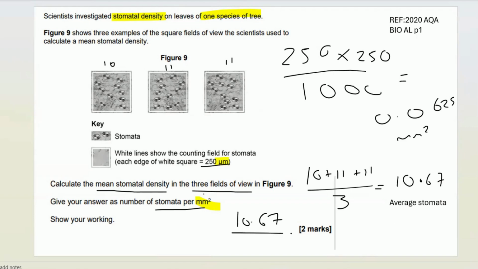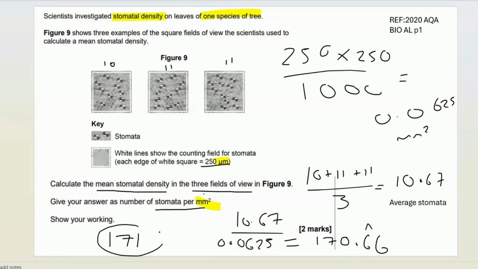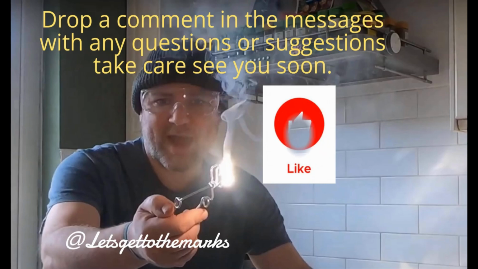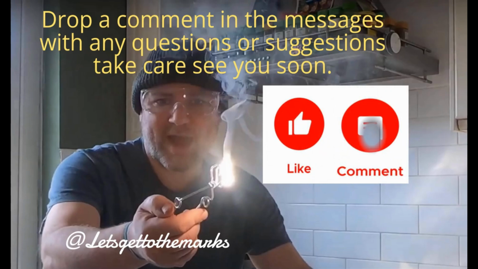So what's the stomatal density? Well, we think of density as mass over volume, but here it's the amount of stomata divided by the area. So it's going to be 10.67 divided by 0.0625, and my answer is going to be 170.66 stomata. I'm going to round that up because the 6 is bigger than 5, so I'm going to round that up to 171 stomata per millimeter squared. And there you go. Tune in for more of the maths videos.